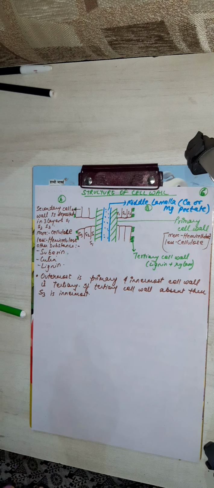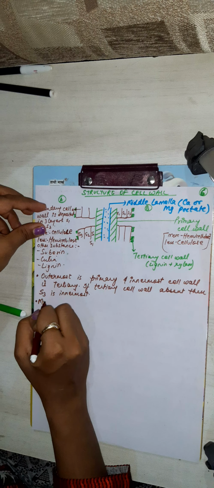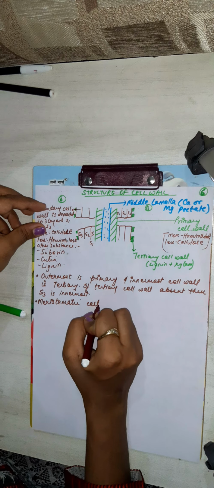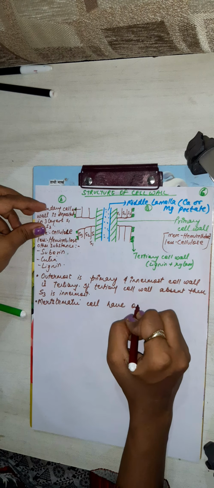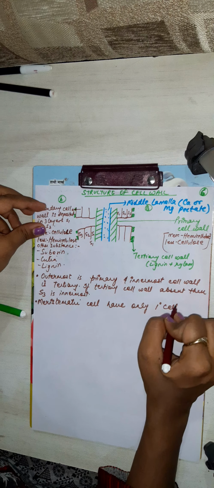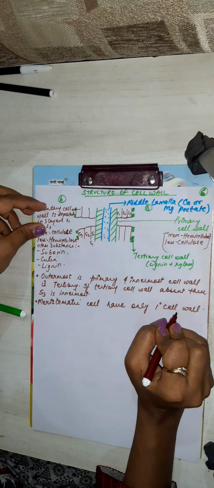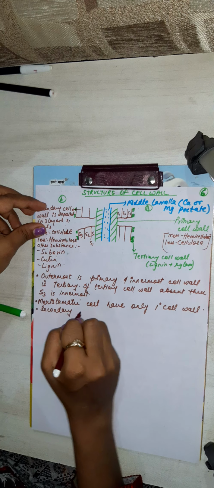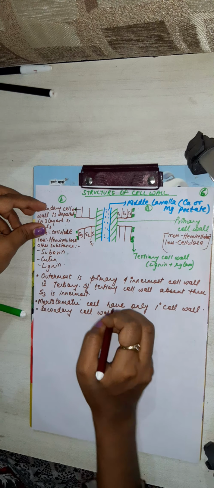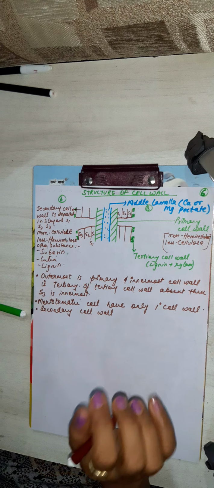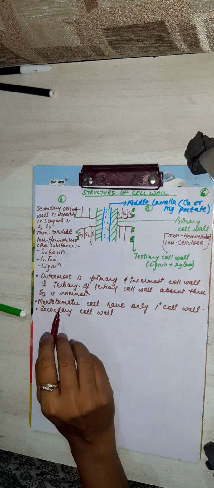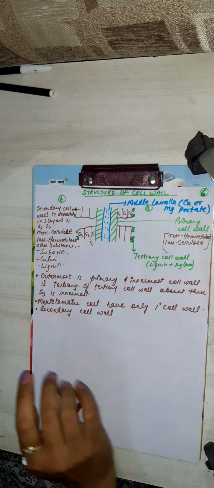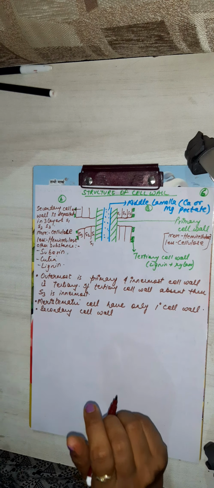Now next, what point? Meristematic cells have only primary cell wall, okay, and secondary cell wall कहाँ पाया जाता है? परमानेंट. अच्छा, परमानेंट सेल, दिस यू नो, meristematic which is capable of division, okay, which divides: apical meristematic tissue, lateral meristematic tissues, okay, root apex, shoot apex.